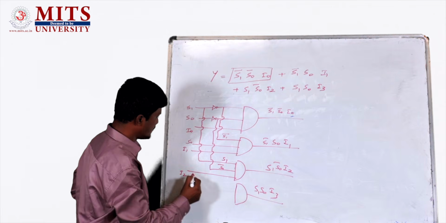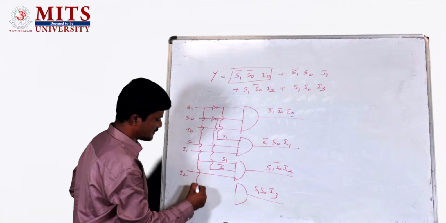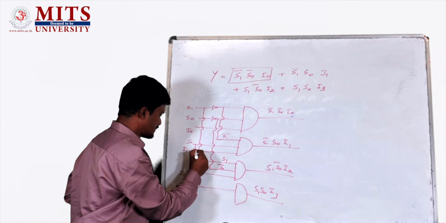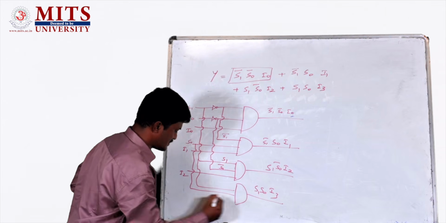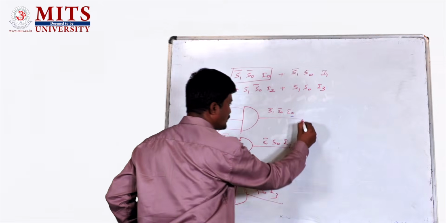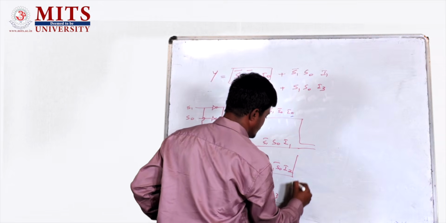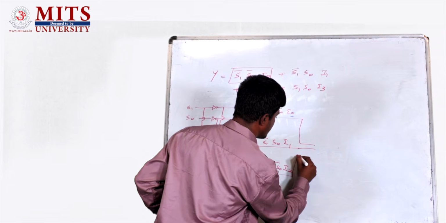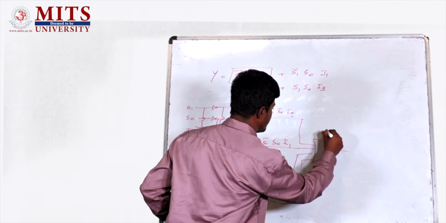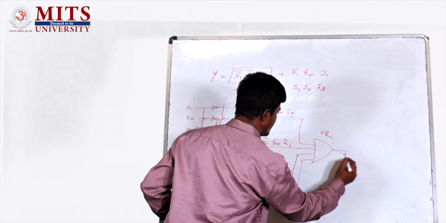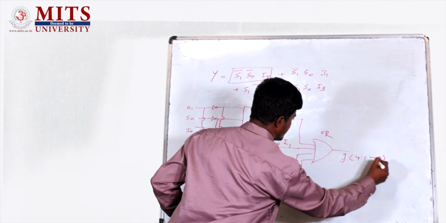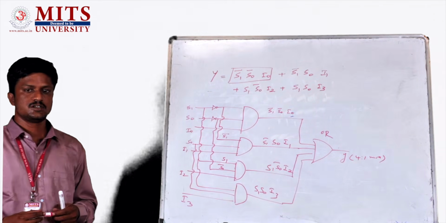So that will be the S1, so I take it from here. The next one is S0. Then the third one is the data input I3. Then the output of the AND gates is connected to the OR gate. This is the OR gate, the 4 input AND gate. So this is the output of the 4:1 mux.